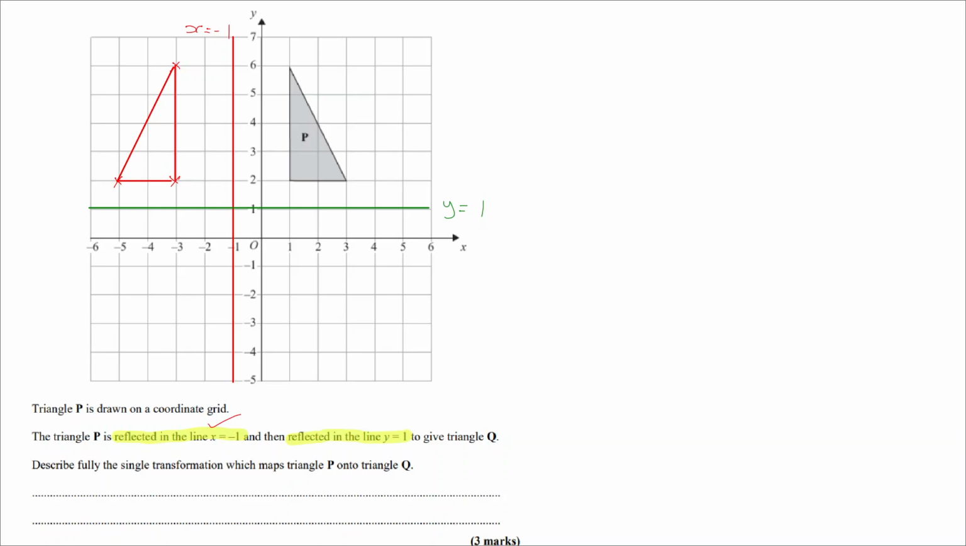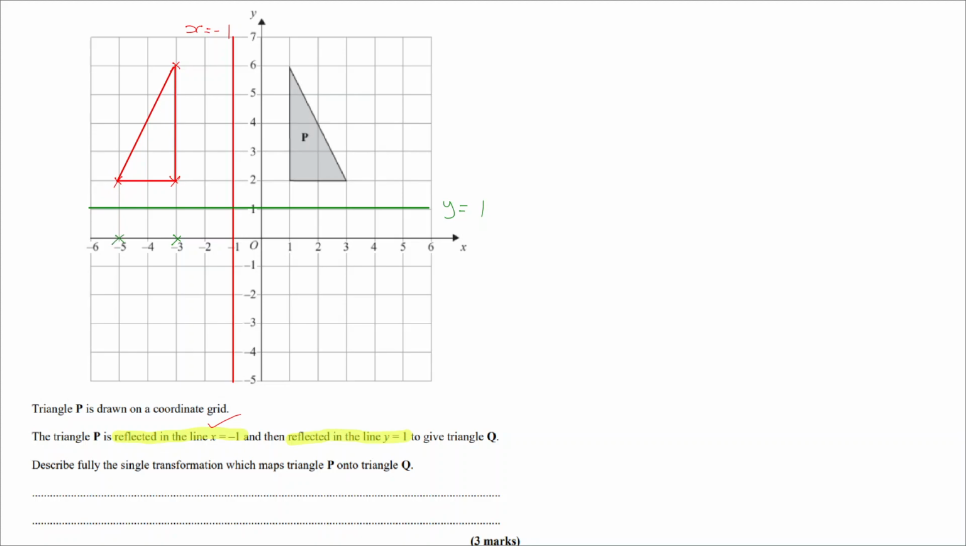Now I've got to reflect this red shape along this green line y equals 1. In the same way, I choose a point and count down to that line, which is 1, so then 1 down again, and I mark it in. It's going to be going here. Then I choose another point, this point here, go down by 1, and plug that in, which is going to be here.